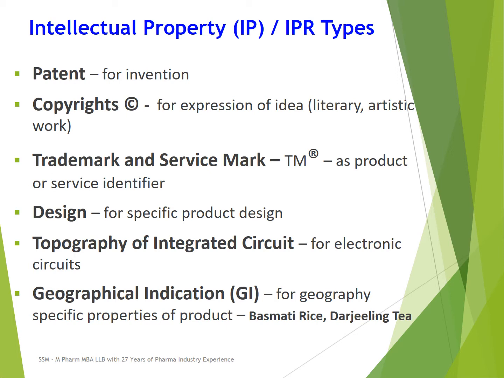Next IP type is GI or geographical indication. It is basically the protection for geography-specific properties of a product, where the geography is responsible for certain properties of the product. Like in the case of Darjeeling tea, basmati rice. Darjeeling tea, which comes from the Darjeeling hilly area, has special characteristics, a special taste, because of that hilly area environment. So Darjeeling tea is protected by geographical indication or GI.